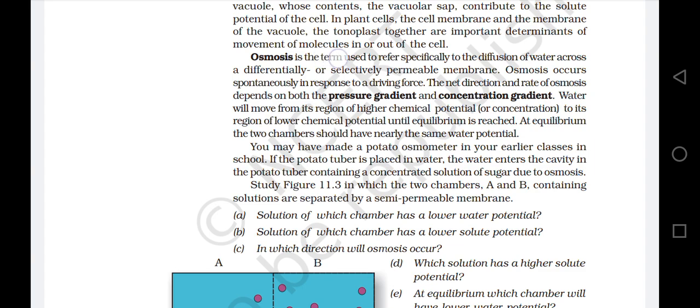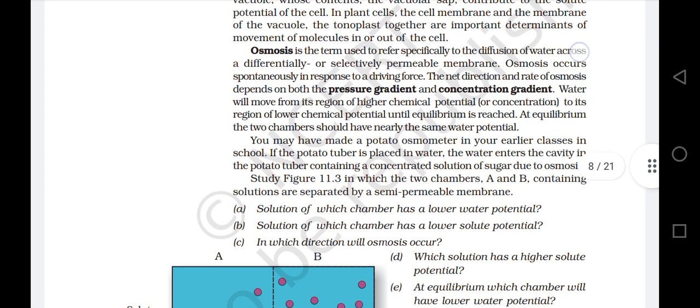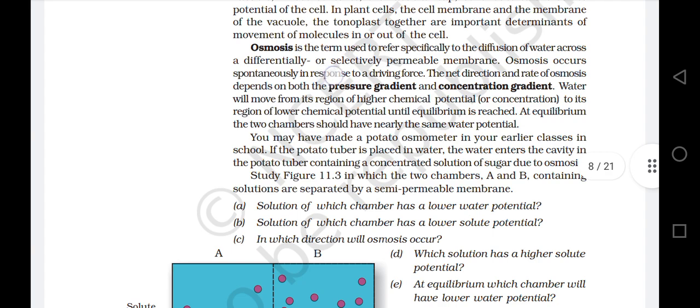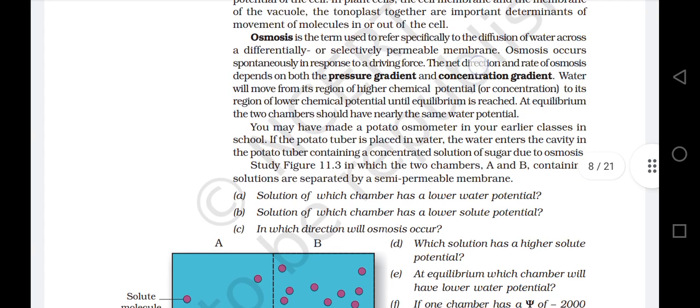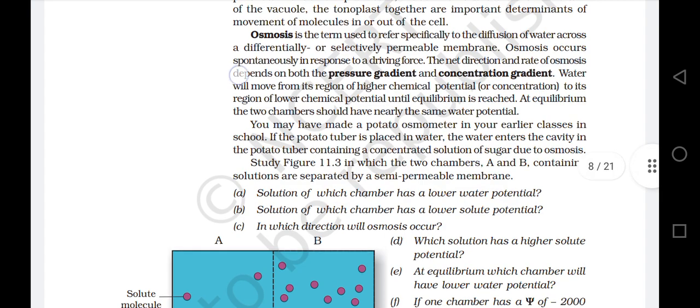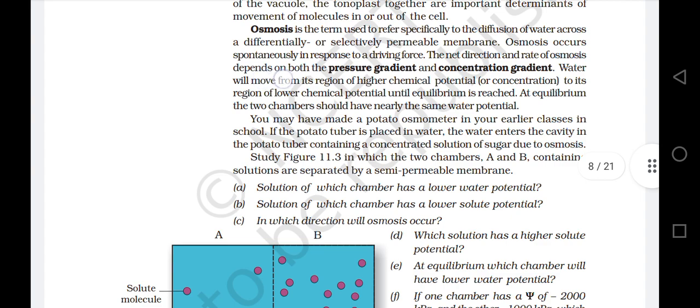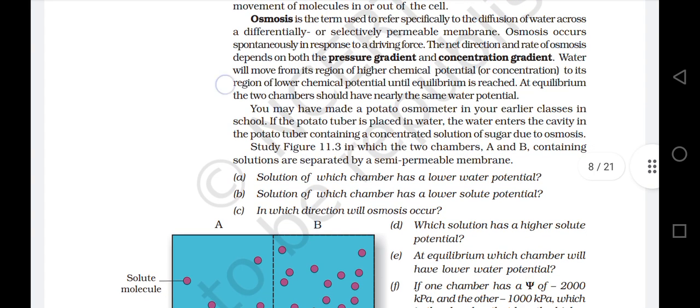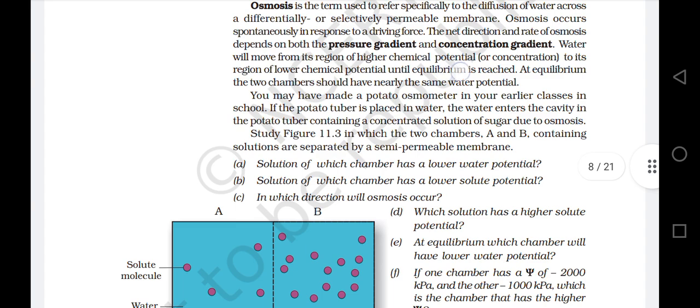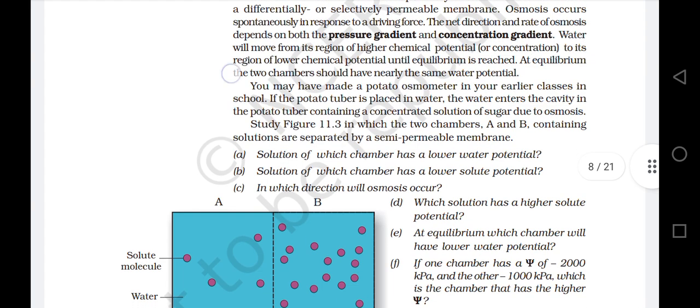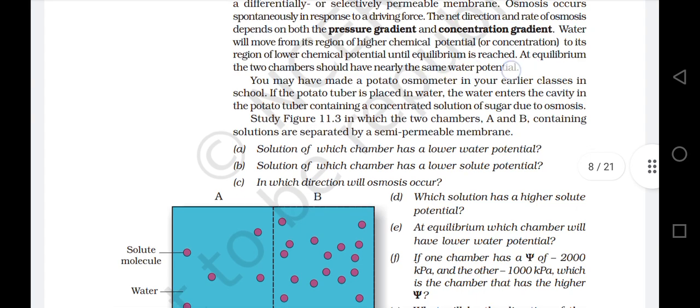Osmosis is the term used to refer specifically to the diffusion of water across a differentially or selectively permeable membrane. Osmosis occurs spontaneously in response to a driving force. The net direction and the rate of osmosis depend on both the pressure gradient and concentration gradient. Water will move from its region of higher chemical potential or concentration to its region of lower chemical potential until equilibrium is reached. At equilibrium, the two chambers should have nearly the same water potential.